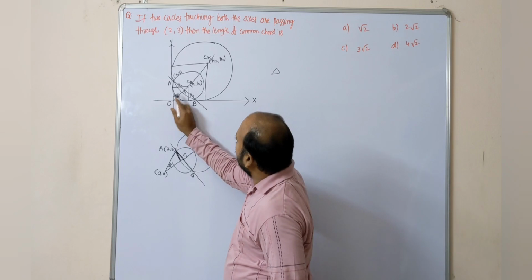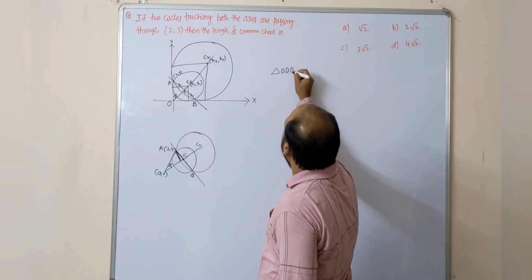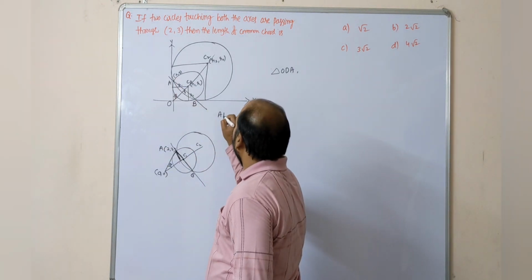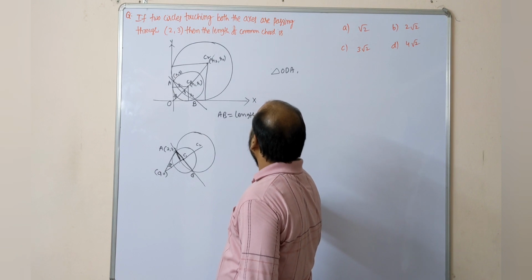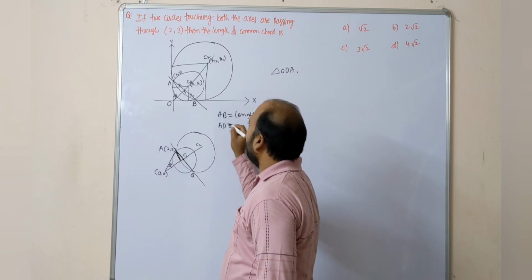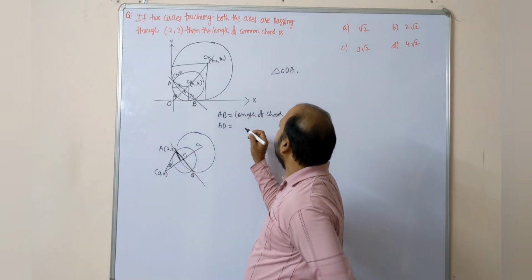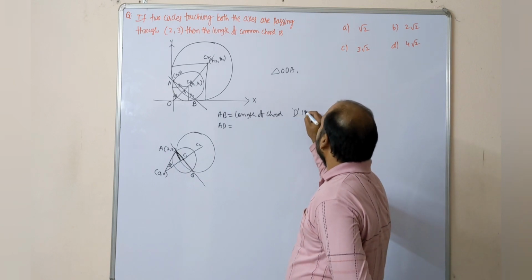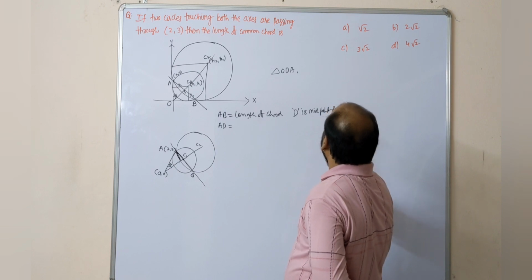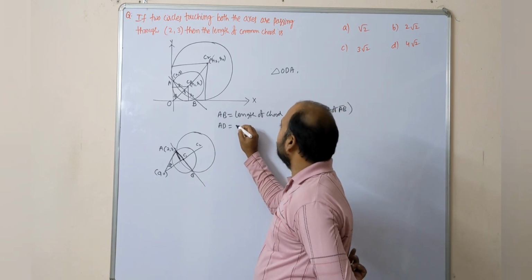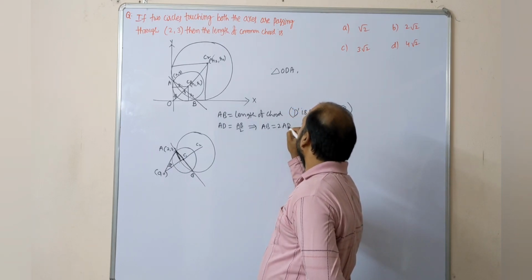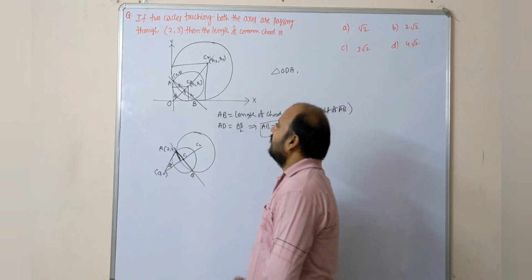from triangle ODA, AB is the chord, length of chord. So AD is equal to half of the length of chord. From here to here it is midpoint. D is the midpoint of AB. So AD becomes AB by 2. So that implies AB is equal to twice of AD. So I want the AD value from here.